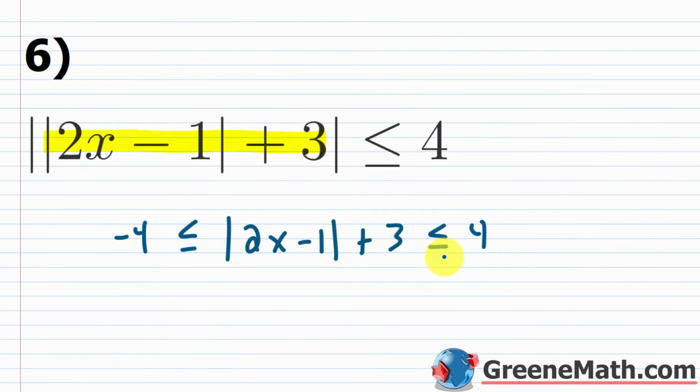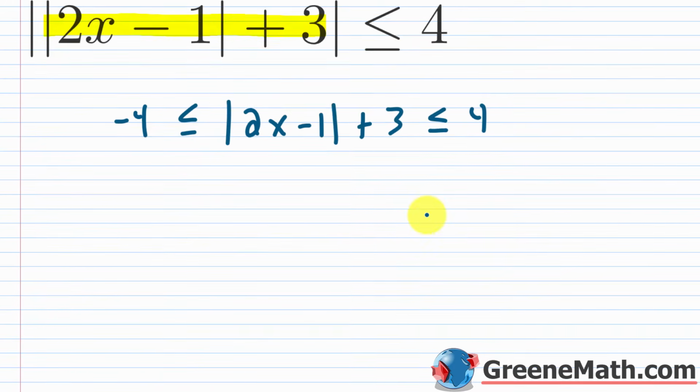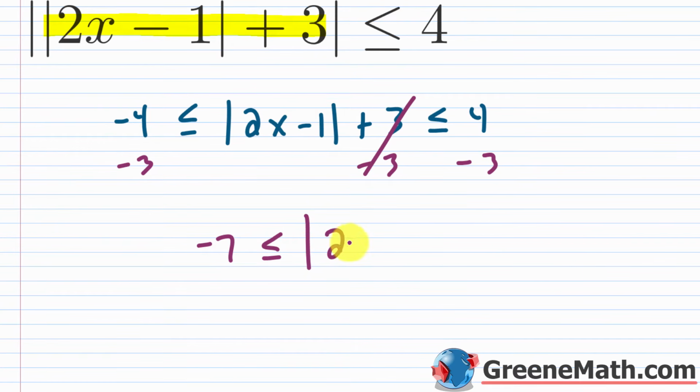Now, because this is a 3-part inequality, you can first subtract 3 away from each part. So remember, you have to do it to each part. I'm going to cancel that. Negative 4 minus 3 is negative 7. And we'll say this is less than or equal to the absolute value of 2x minus 1, which is less than or equal to 4 minus 3, which is going to be 1.